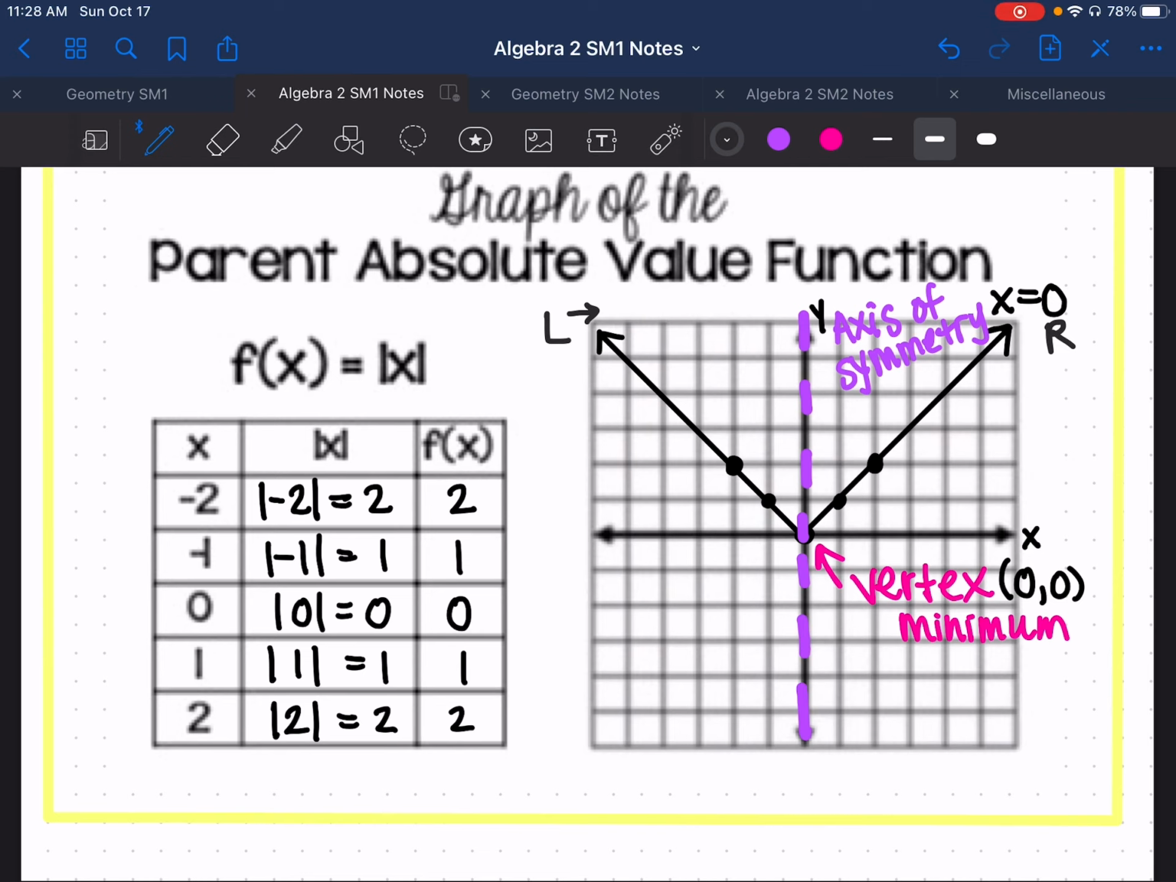So if I read it that way, starting up here, my graph is coming down to the vertex. So I would say that this side is decreasing. It's coming down to the vertex. At the vertex, it is neither decreasing nor increasing. This is a turning point to where my graph is going to start going in an upwards direction. So here I would say my graph is increasing.